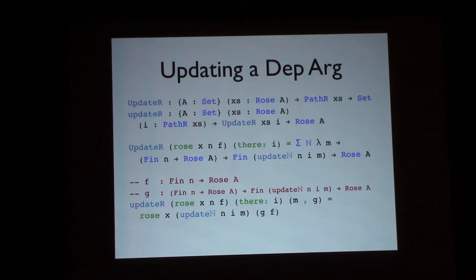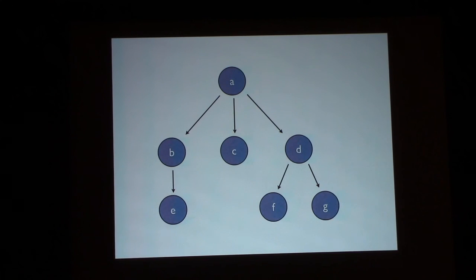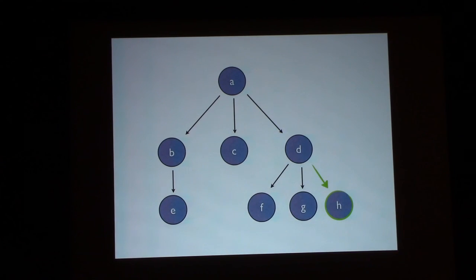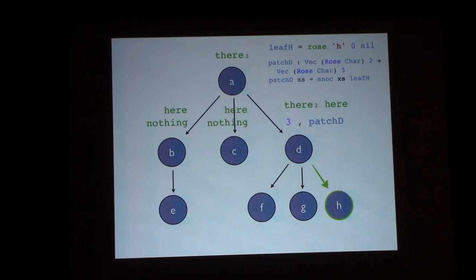And then to fill in this goal, we just call the g, which is the extra argument that the updater gave us, and pass in the f, which is the old infinitary argument. And now visually, if we wanted to add an h here, then we can do that by saying there's 2 here, changing the branching factor to 3, and then having this patch element that will snoc an h leaf onto the existing rows of trees x's, and now we can create this.